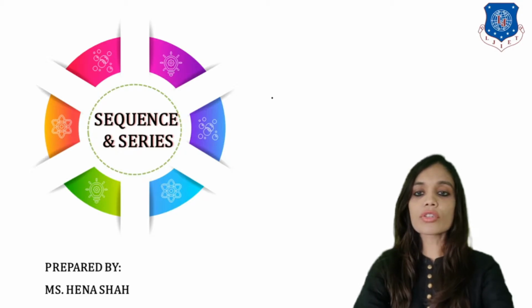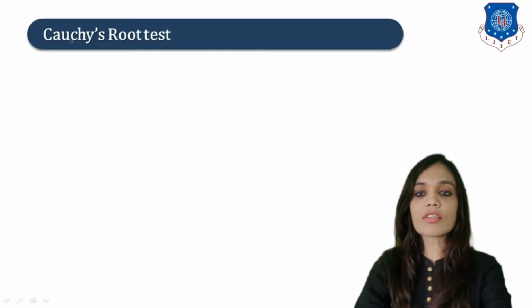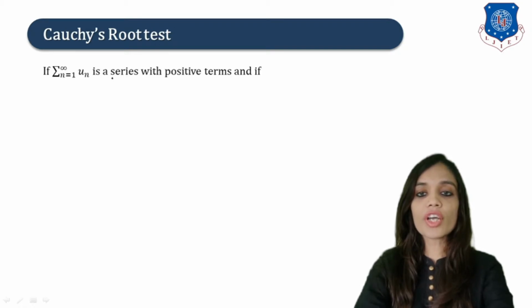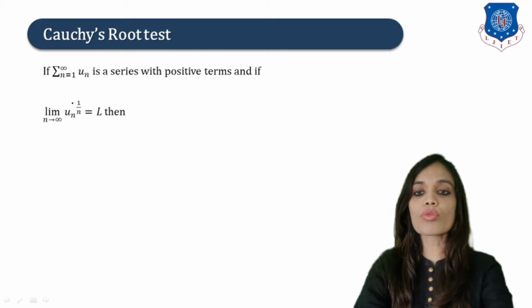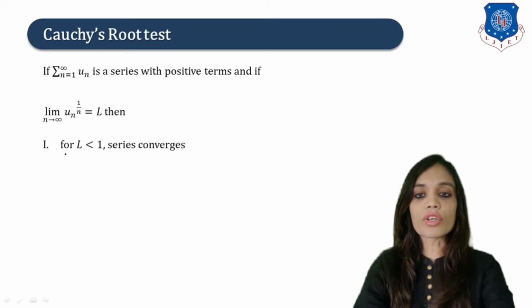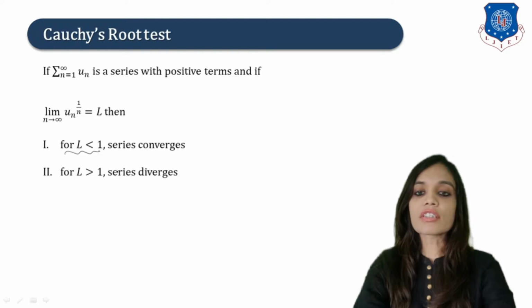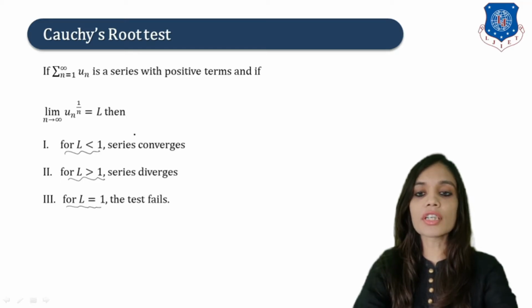So today we are going to discuss a few more topics of sequence and series. Let us begin with the first topic, that is Cauchy's root test. If you are given un as a positive term series and if limit n tends to infinity un whole raised to 1 upon n is equal to L, then the series converges for L less than 1, the series diverges for L greater than 1, and the test fails for L equal to 1. That is, we have to apply some other test.